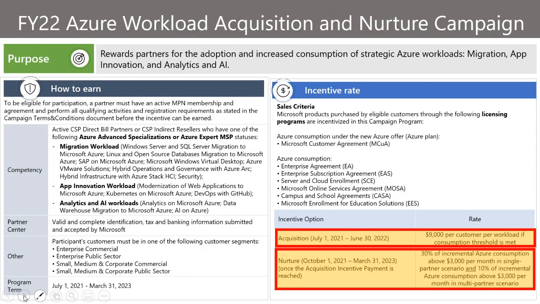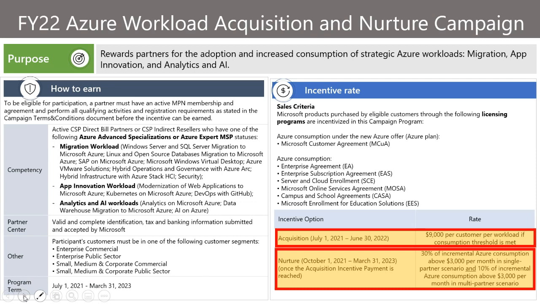We will start with the global one, FY22 Azure Workload Acquisition and Nurture campaign. First of all, it rewards partners for helping to accelerate the adoption of the migration, app innovation, and analytics and AI workloads. Also, on top, it provides the opportunity for additional rewards for engagement and driving incremental Azure consumption in the mentioned workloads: Azure migration, app innovation, and analytics and AI.